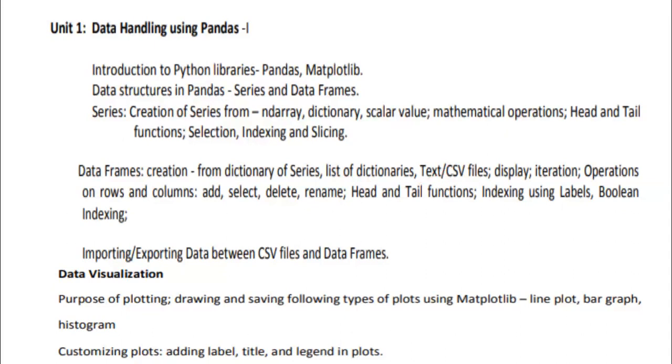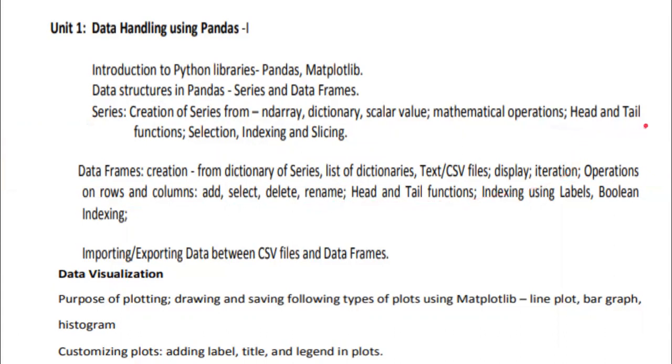But here, when you are using the text editor, each field you can separate with the help of the comma operator. So while saving that, it will be saved in a row and column manner. You can easily open it in your Excel file, that is called the CSV file, comma separated values. And display, iteration operations on rows and columns, add, select, delete, rename, head and tail functions.